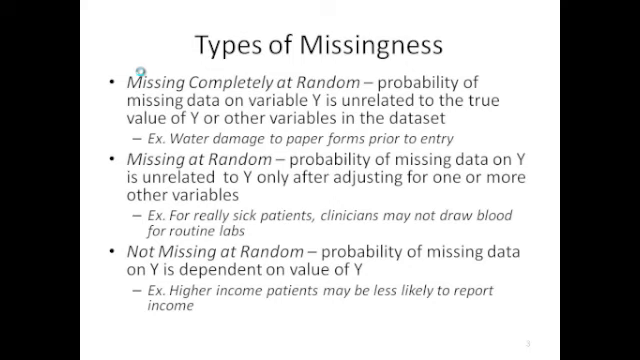So this means that the probability of missing data on y is dependent on the value of y. So if you're asking a group of patients what their income is, and you know that those who make a higher income may be less inclined to divulge their income, then you're going to have missing data in that higher income bracket more than anywhere else. Okay?